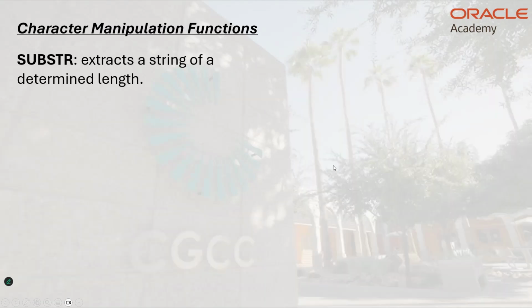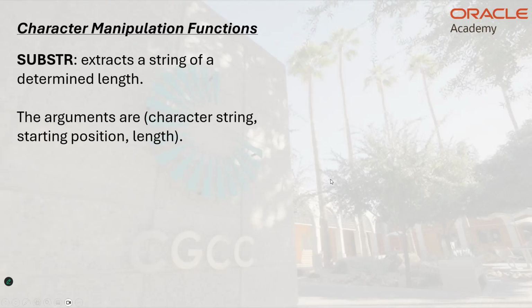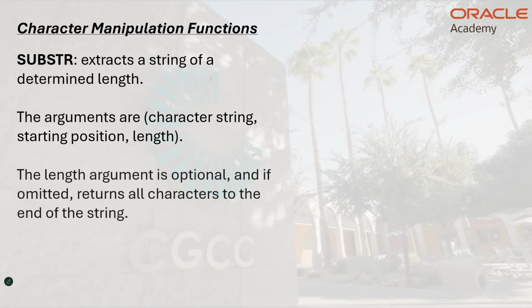All right. Another function for character manipulation is SUBSTR or substring. It extracts a string of determined length. The arguments are the character string, the starting position, and the length. The starting position and length are whole numbers. The length argument is optional, and if you don't use the length, it will return all the characters in the string to the end of the string.